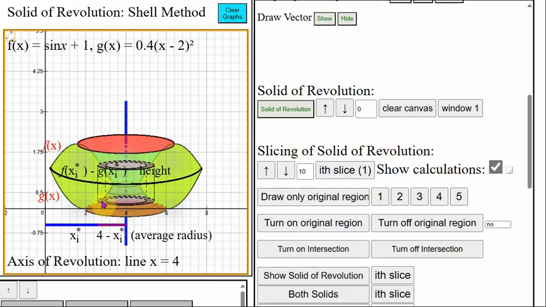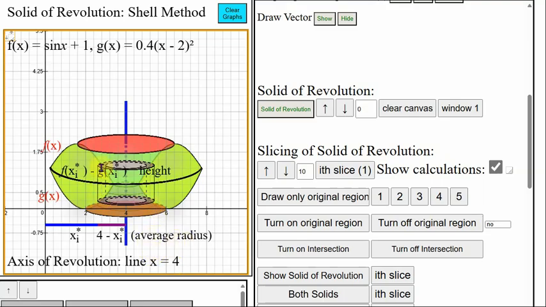And then right in the middle. And so this point right here on the x-axis, let's call it x sub i star. And so the distance from here to the middle of the shell is going to be the average radius of the shell. And the distance from here to here will be x sub i star, and therefore the average radius of the ith shell will be 4 minus x sub i star, since the axis of revolution is the line x equal to 4. So that's the average radius for this ith shell.